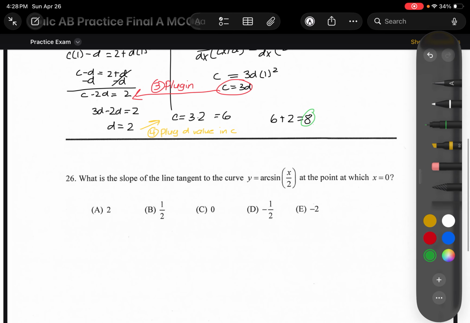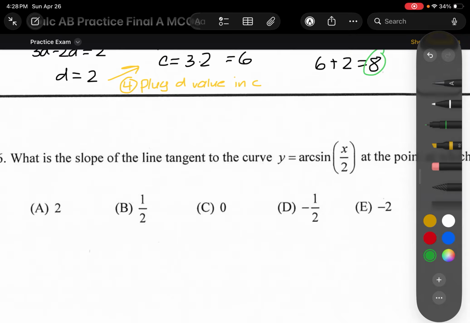Now it's asking, what is the slope of the line tangent to the curve y equals arcsine of x halves at the point where x equals 0? So we're trying to look for dy/dx. Remember that we have a point here and we have a slope here, meaning we can complete the entire equation. But it's just asking for the slope. So we're just going to look for the derivative of this and evaluate it at x equals 0.